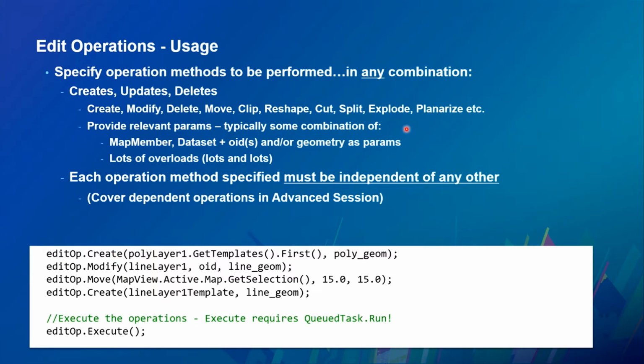I'll get to what is important in a second. Each operation must be specified independently. What this means is you don't want to do an edit that's dependent upon the outcome of a previous edit. So for example, I might do a reshape of a feature and then I may do something else to the geometry, and you can't really depend on the reshape having happened first before some other geometry operation has occurred, if that makes sense.